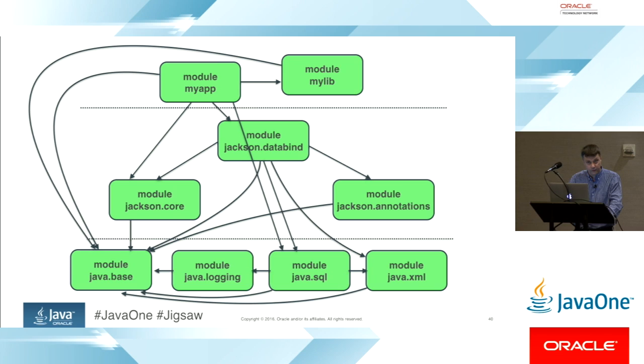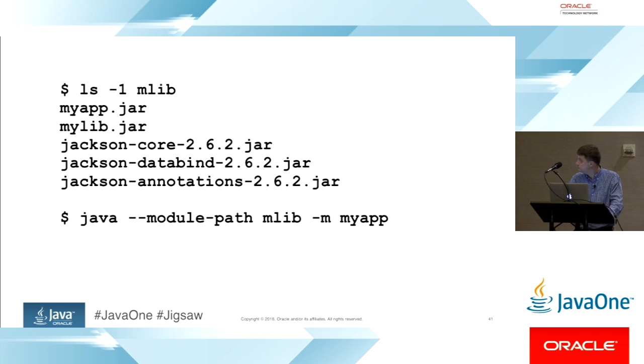So now let's go and run this, now that we have everything as modules. Just to recap, everything is modules. If I look in my mlib directory, I have 5 modular jars: my app, mylib, and my 3 Jackson modules. My command to run this has shrunk because I'm just telling it the module path and the initial module. The initial module, our main module, is my app.